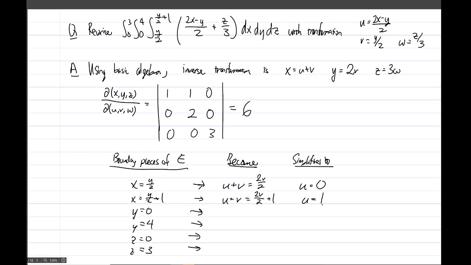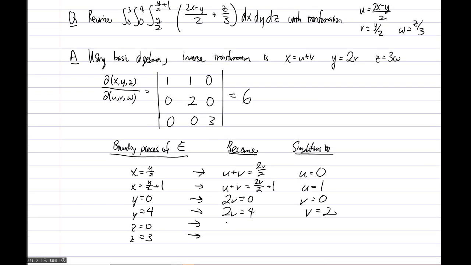What about y is equal to 0? Replace the y with 2v. So just a direct literal replacement first is 2v is equal to 0, but then you divide by 2 on both sides, you get v is equal to 0. How about y is equal to 4? That becomes 2v is equal to 4. You end up with v is equal to 2. And then z equals 0 becomes 3w is equal to 0. Divide both sides by 3, and you get w is equal to 0. And then z is equal to 3 becomes 3w is equal to 3, and so you end up with w is equal to 1.